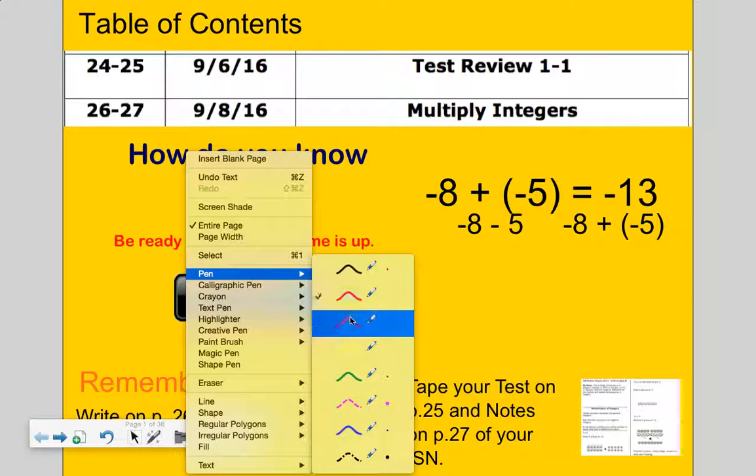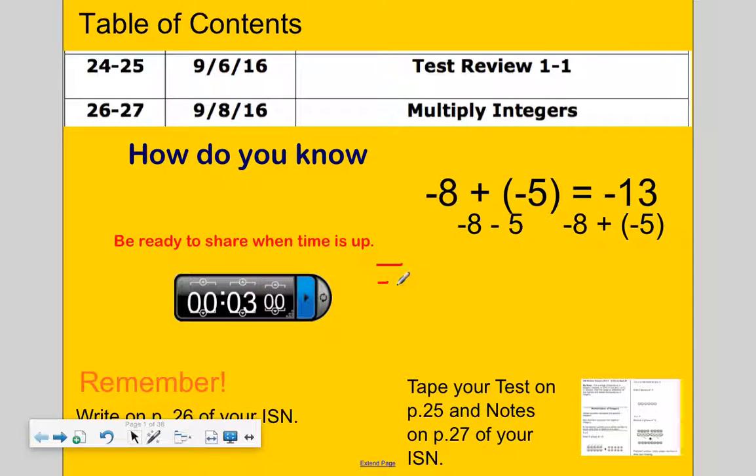I have 8 negatives. 1, 2, 3, 4, 5, 6, 7, 8. That's what I start out with. I need to take away 5 positives from this. However, I don't have any positives to take out from. So I need to draw 0 pairs. I need to draw 5 0 pairs. So let me draw 5 0 pairs. Now I can take out 5 of the positives.